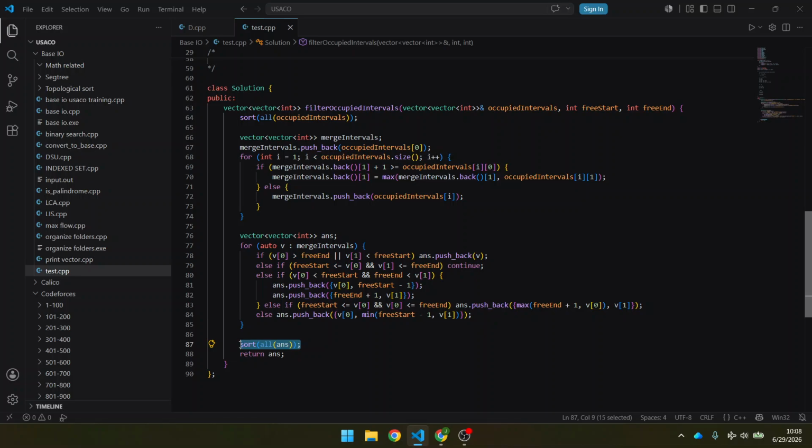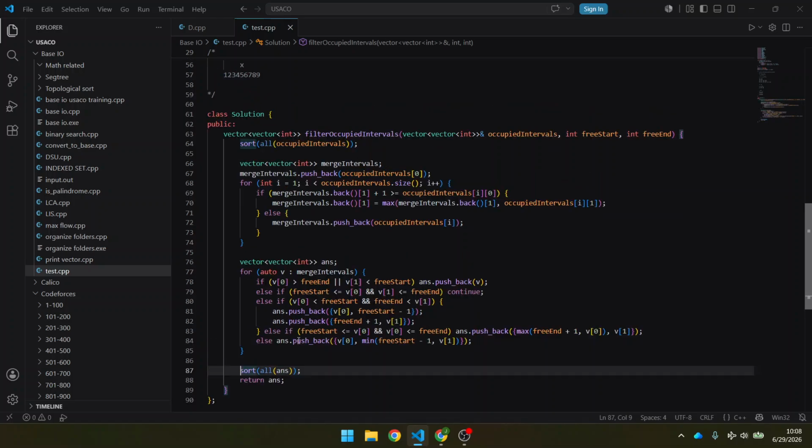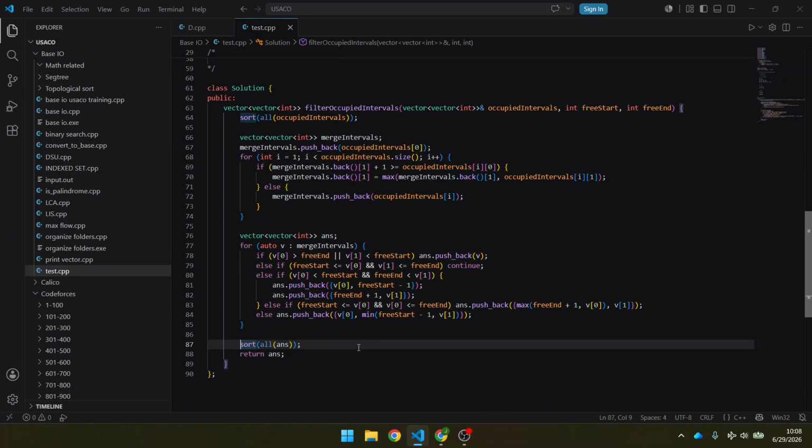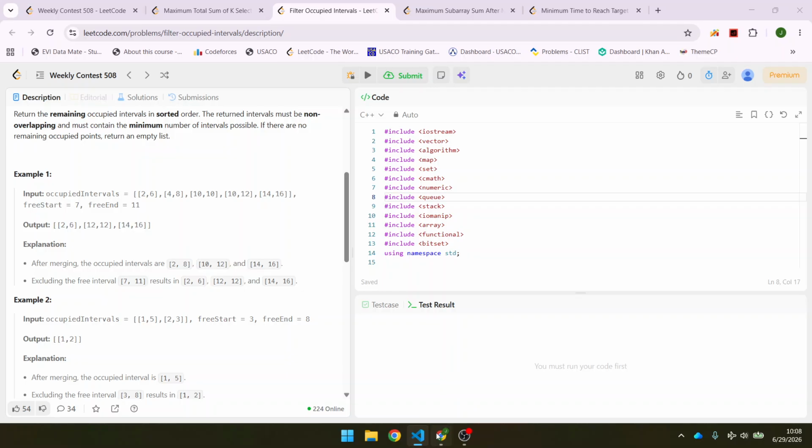And finally, the question tells us to sort the final intervals. So yeah, that's problem two.